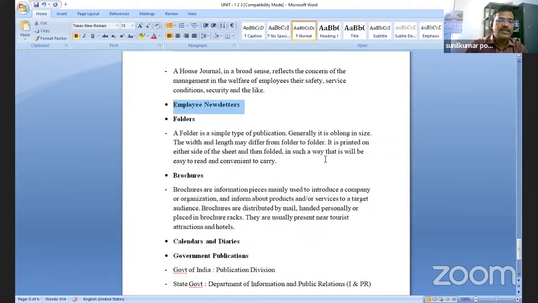Another publication is employee newsletters. What items will be covered in this, like leaves, any rules and regulations related to the employees, and any changes. And sometimes they ask the employees to contribute their writings, paintings, their opinions. These all come in employee newsletters.